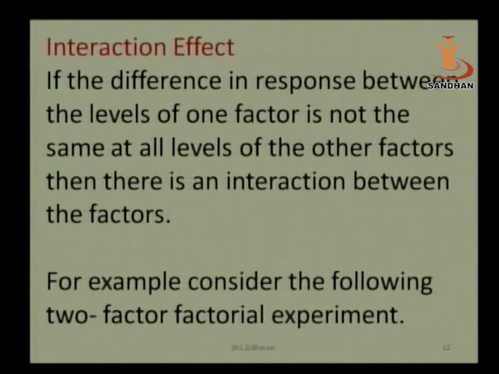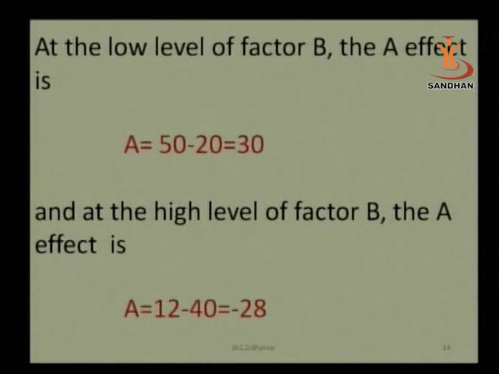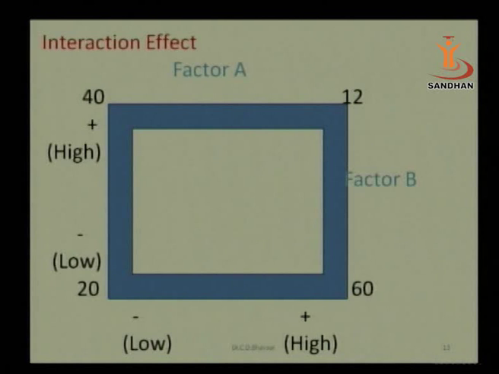Now the interaction effect. If the difference in response between the levels of one factor is not the same at all levels of the other factors, then there is an interaction between the factors. For example, consider the following two-factor factorial experiment. Previously we found the main effect. Now this is another example where we find the interaction effect. Main effect is the difference of the averages of two levels. Interaction effect is the difference of these two levels. Now at the low level of factor B, the A effect is 50 minus 30.